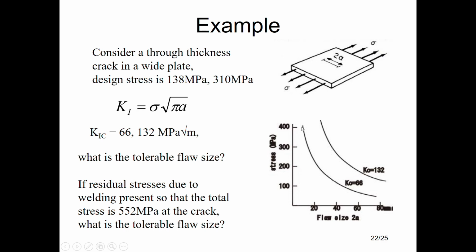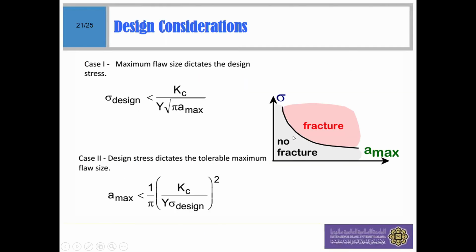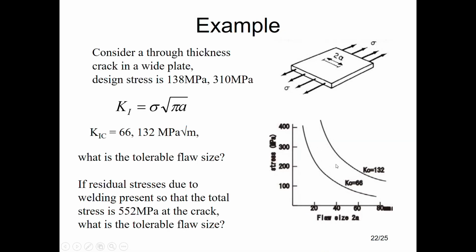Once you get that, you need to check the plot here. Where is the location of that design flaw size? Either it is beyond this region, in which case there will be no fracture based on this sketch, or if it is beyond this plot, it will be a fracture situation. Alright, so this is just another question. If residual stresses due to the welding are present so that the total stress is 552 megapascal at the crack, what is the tolerable flaw size? This is another question that we need to consider for another plot.